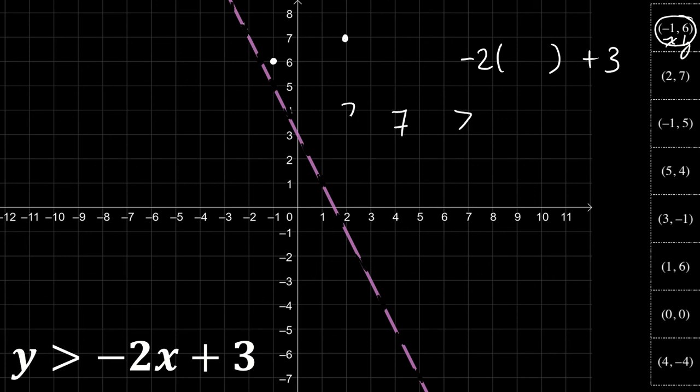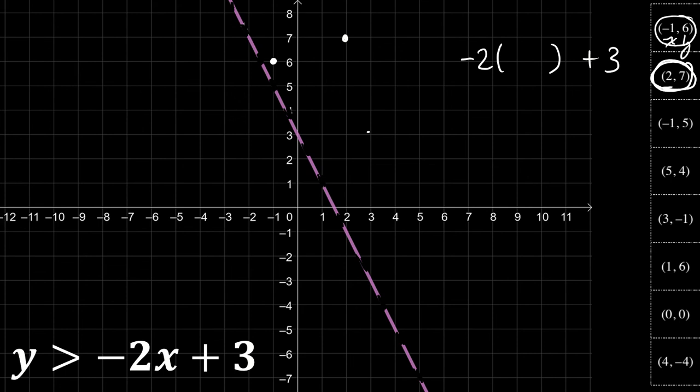And maybe I should put a question mark here because I don't know if it's always true. But when I put x is 2 into here, this becomes -2 times 2, which is -4. -4 plus 3 is -1. And is it true that 7 is greater than -1? Yeah, that's true also. So this point is a solution. It's a point that I would plot.